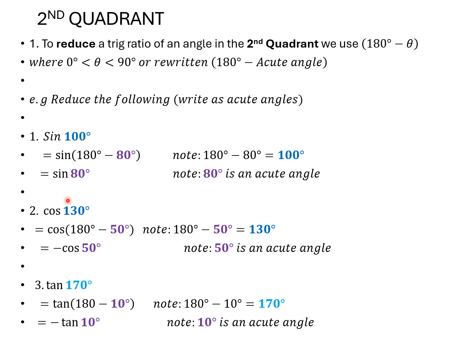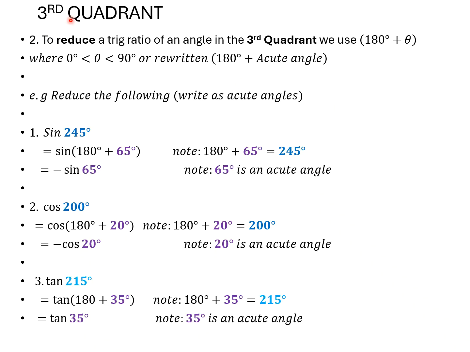Cos 130: we need to know 130 degrees falls between 90 and 180, so that's the second quadrant. For the second quadrant, we use 180 minus theta. So 180 minus 50 gives me 130 degrees. If we reduce that, cos in the second quadrant is negative, so this becomes negative cos 50 degrees. Alright, tan 170: we should know 180 degrees minus 10 would give me 170. 170 is in the second quadrant. If we reduce in the second quadrant, tan is negative, so it becomes negative tan 10 degrees.